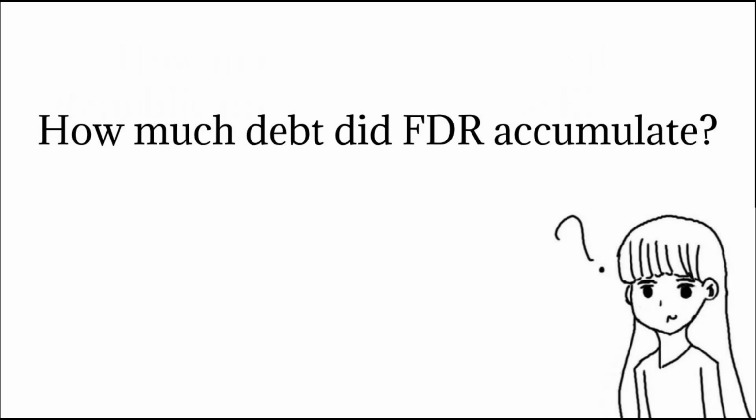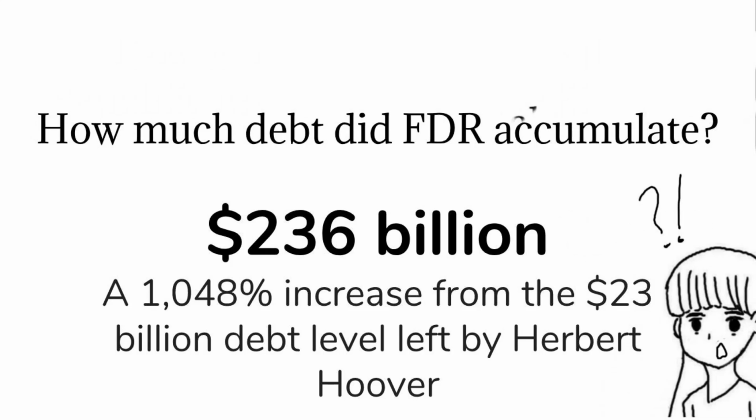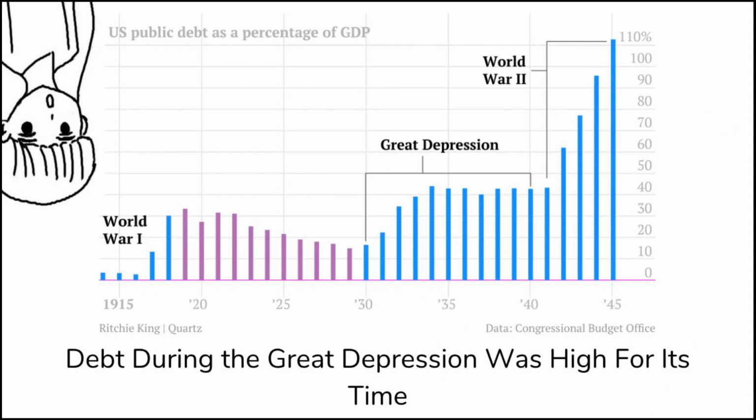But oh well. How much debt did FDR accumulate, you might ask? Well, it's $236 billion, a 1,048% increase from the $23 billion debt level by Herbert Hoover. So FDR did experiment a lot. That's why people love him and hate him. We have this chart noting the debt during the Great Depression. It was high for its time, honestly. I mean, not until World War II.